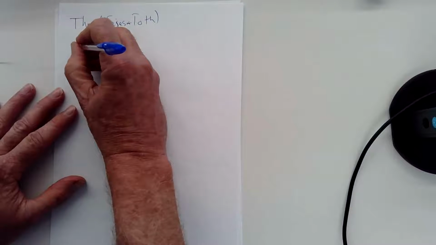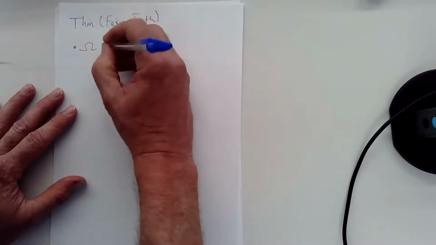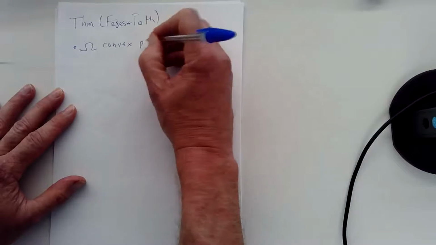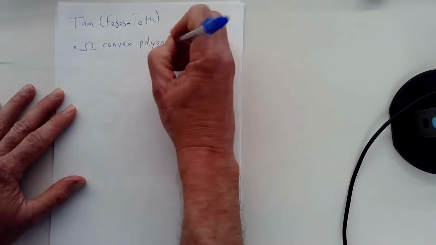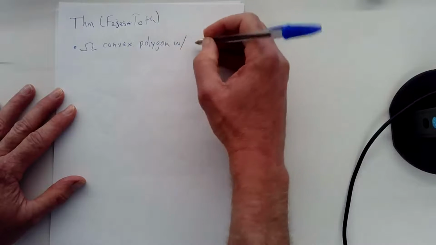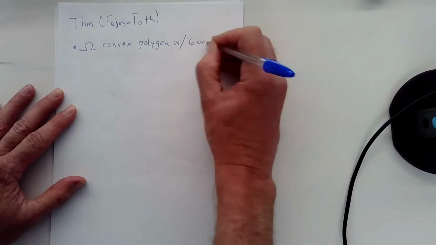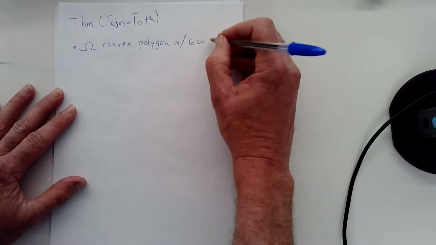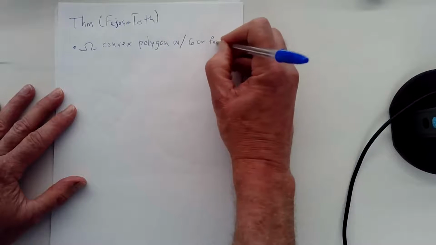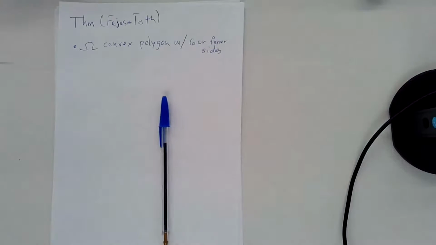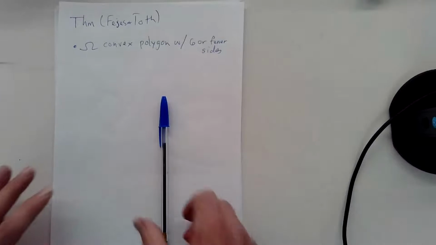So now suppose omega is a convex polygon. This will be our large set with 6 or fewer sides. So it's an n-gon with n at most 6. The 6 is only a convenience. In our estimate, if we have more sides, the number of sides comes in. This makes the estimate a little easier.